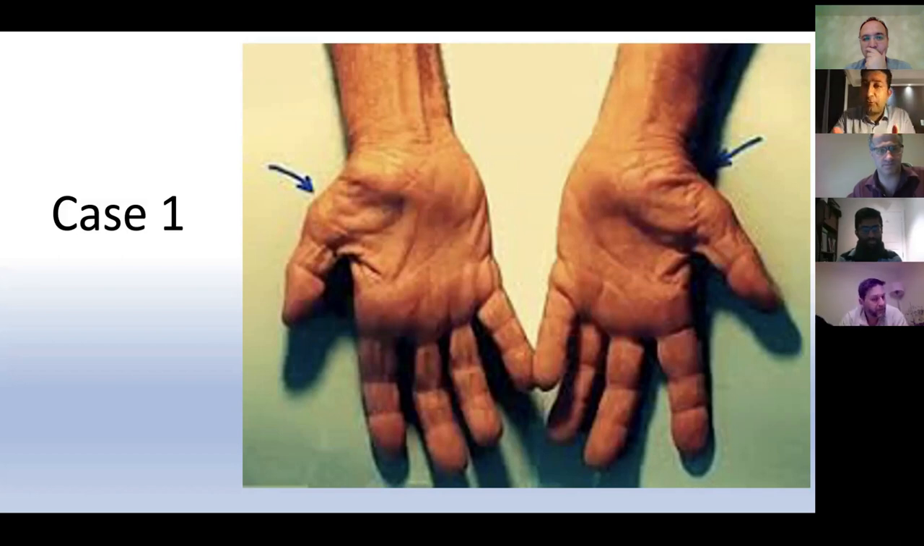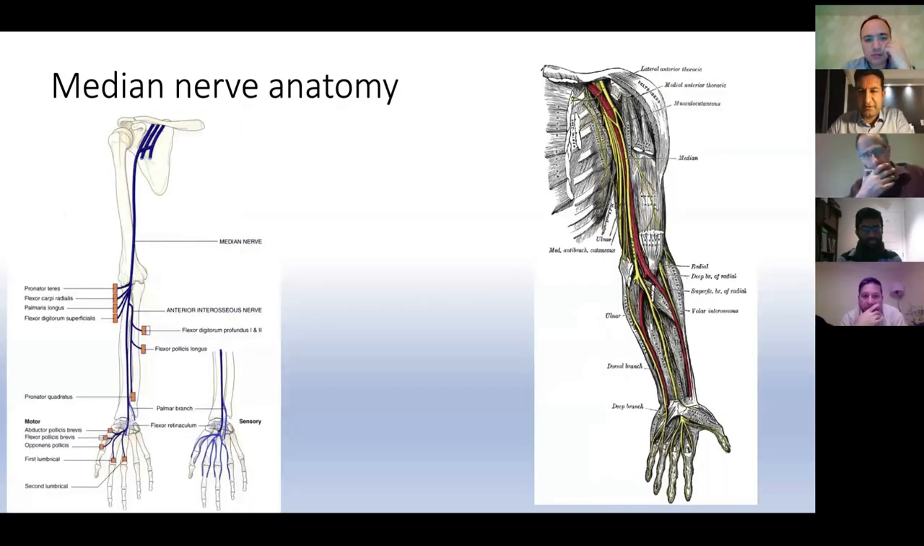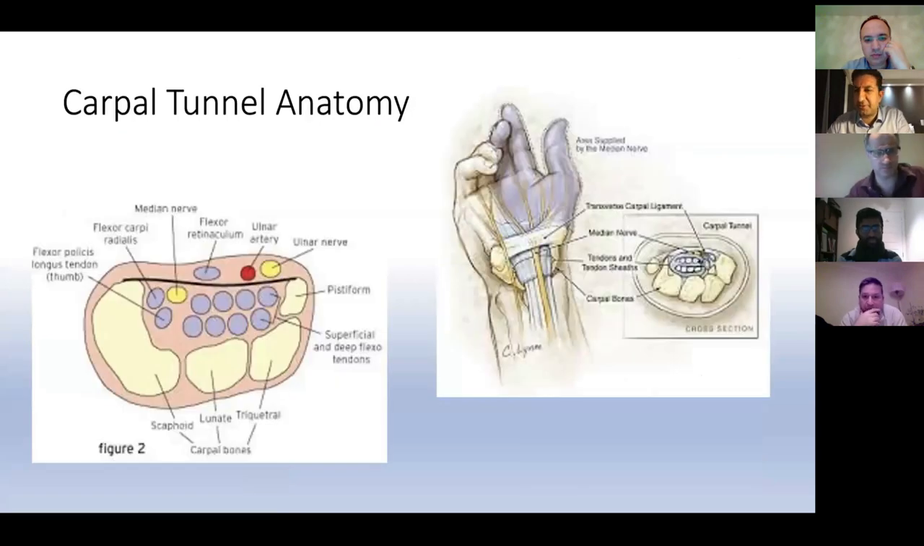It has a very poor response to conservative management, so I'd probably recommend surgery in this particular patient. Thank you. Okay, guys, well done. And that was just taking you through median nerve anatomy. We don't need to go through that. They'll probably ask you about carpal tunnel anatomy if you're doing very well.